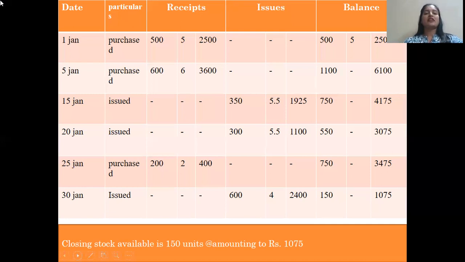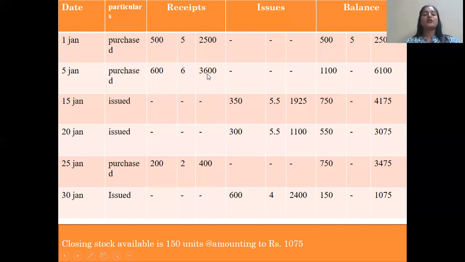On 1st January, purchased 500 units at the rate of rupees 5, amounted to 2,500. What is the balance? Immediately after the purchase, do the balancing here. 500, the cost per unit is 5 and amounted to 2,500. And again, on 5th, how much have we purchased? 600 units. What is the cost per unit? 6. So amounted to 3,600.